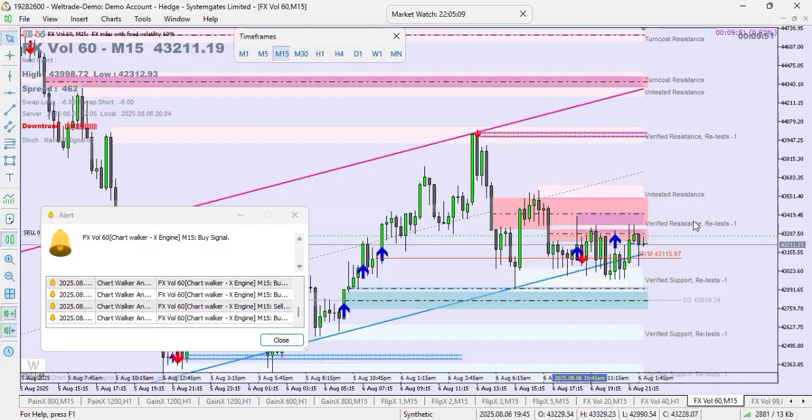You look for verified resistance at places where you enter sell, and verified support at places where you enter buy. You can see this point at verified support, where they intersect the line, this particular support line. It tells you it's a point for you to buy at the verified support. So we look at buying at the verified support.